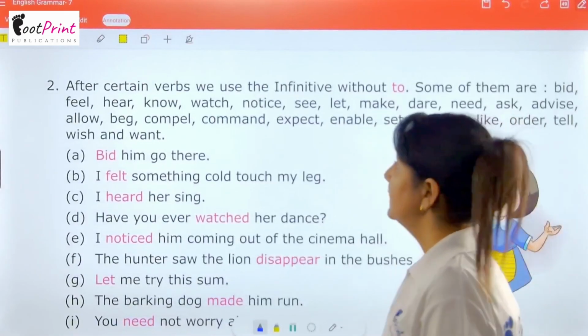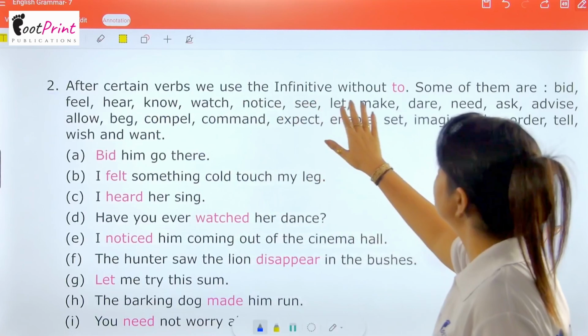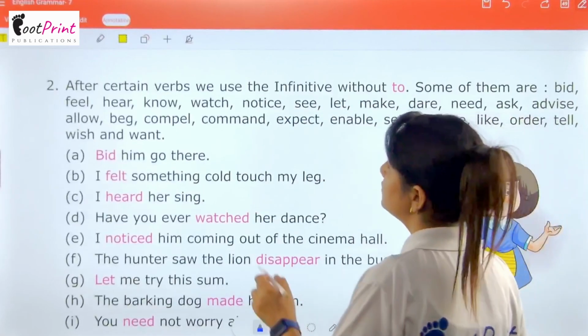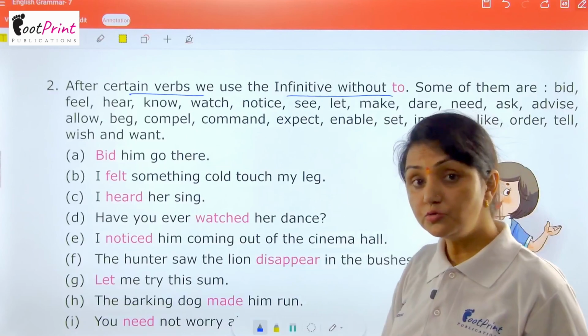Okay. Next, after certain verbs we use the infinitive without to.